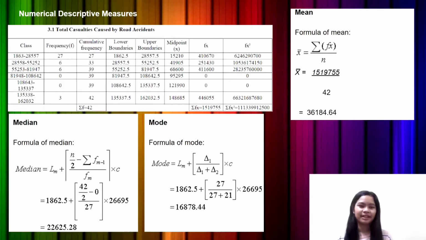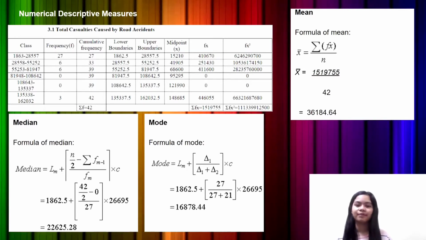Next is about numerical restrictive measures. We need to find out the mean, median, and mode of the data. First, the mean. We use the formula of mean to find out the solution. So the solution for the mean of total casualties caused by road accidents is 36184.64 and the median is 22625.28.